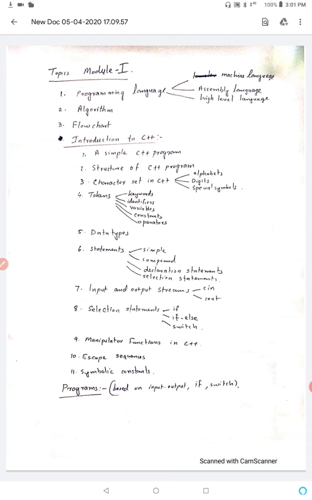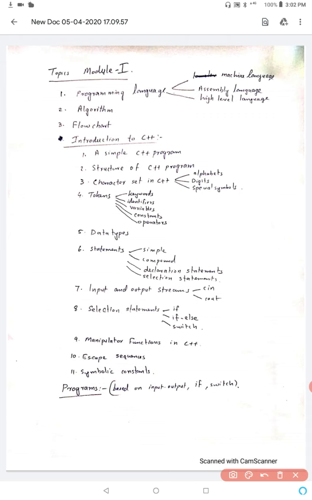In this video, we will learn the module 1 of the subject Computer Programming and Computational Techniques. So coming to Computer Programming and Computational Techniques, in this subject we will be mainly learning C++ programming. Before coming to computer programs, we should know what it is intended for.